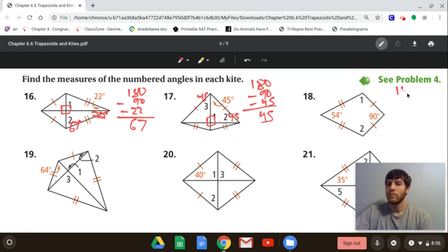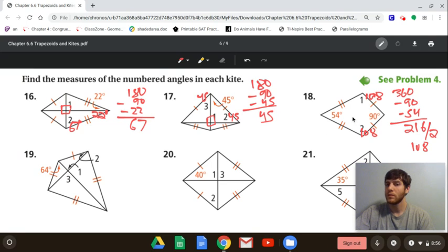So we can do 360, right? The four angles of a quadrilateral add up to 360. So we can do 360 minus 90 minus 54. It's going to be 216. Okay, so we know that these two angles have to add up to 216. We also know they're congruent, so we can simply divide by 2 and get 108 for each of them. So this one's going to be 108, and this one's going to be 108.